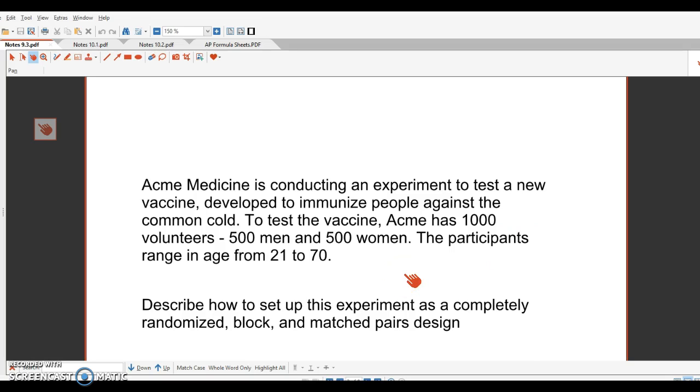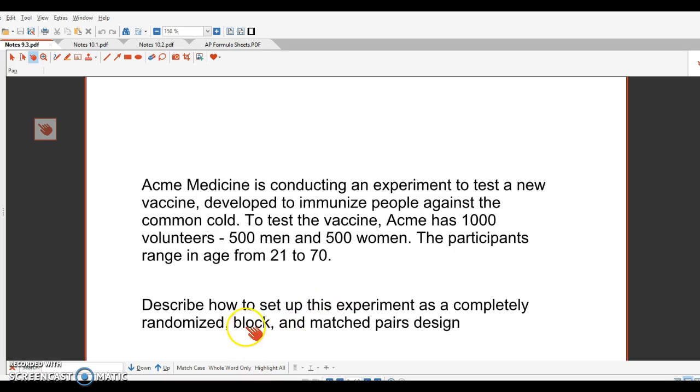Completely randomized would be where you just took all 1,000 people, put their names in a hat, and drew out the first 500 to get the new vaccine versus maybe a placebo vaccine or nothing for the other 500 people. So regardless of age, regardless of gender, that would be completely randomized.